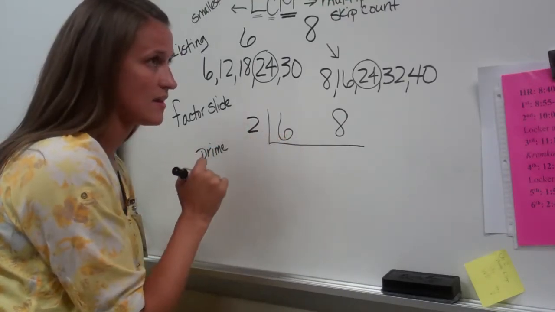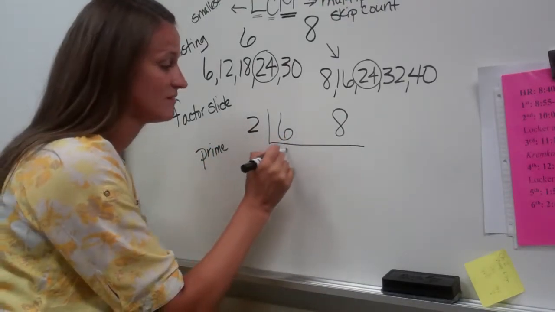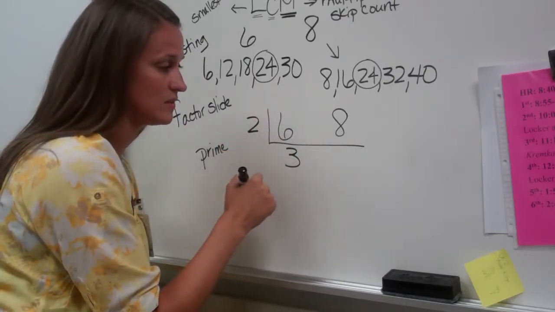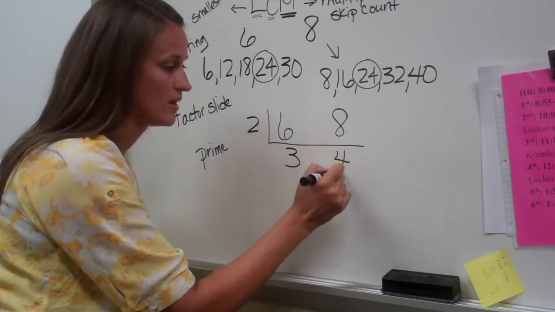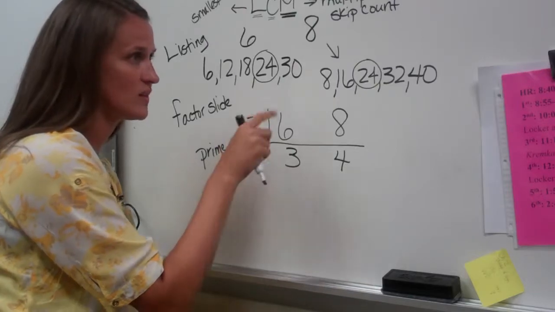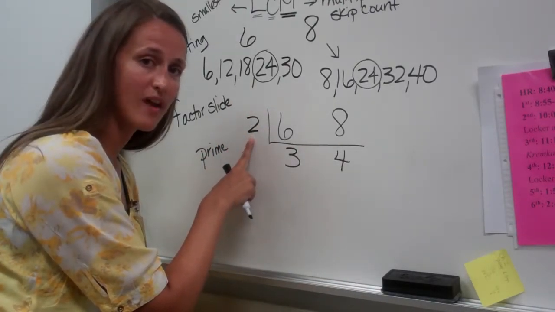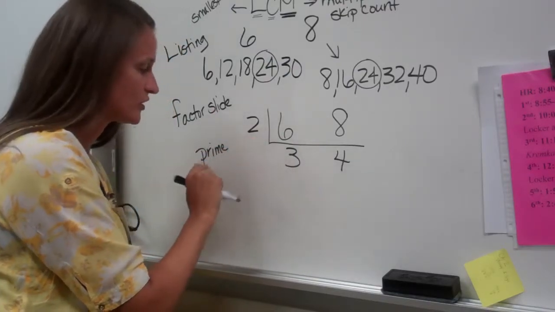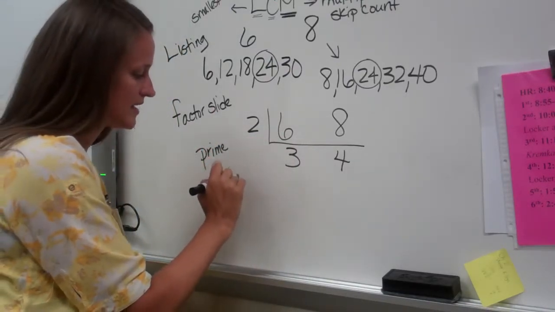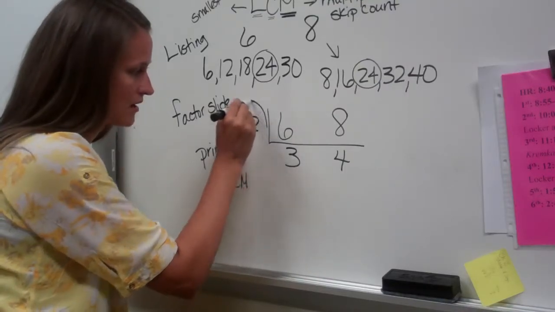What is 6 divided by 2? 3. And what is 8 divided by 2? 4. Notice when I show the next video, 2 will be your greatest common factor of these numbers. However, for least common multiple, the LCM, you make a sock.